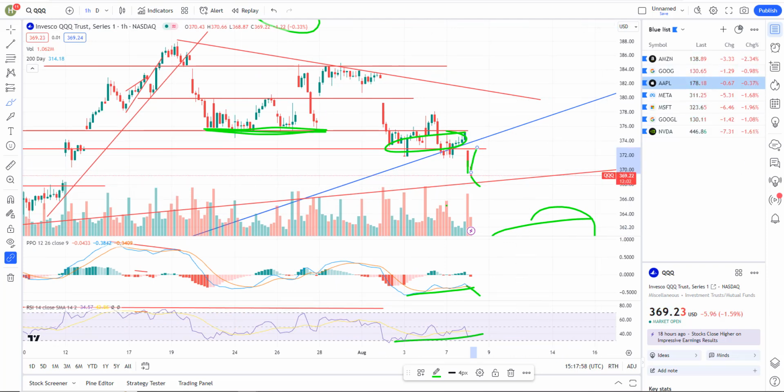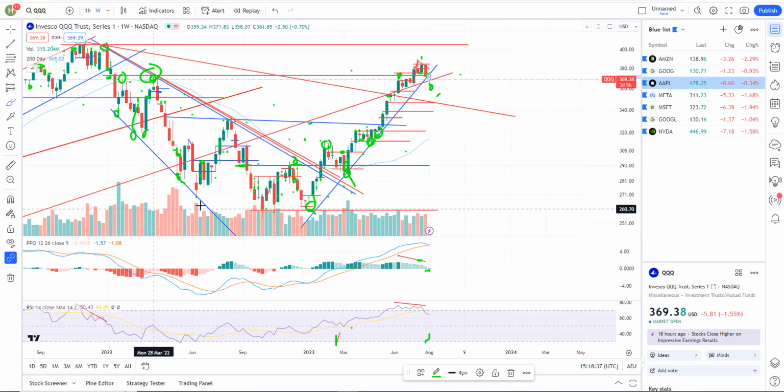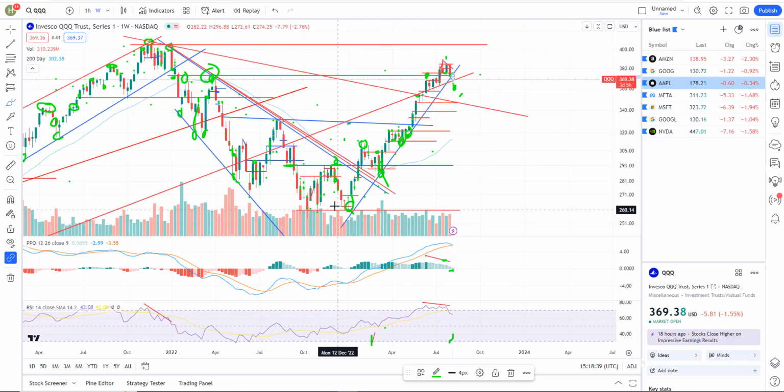Okay, and I want to flip over to the weekly chart. On the weekly chart, to me, I'm still sticking with the thesis that this was a bear market rally.